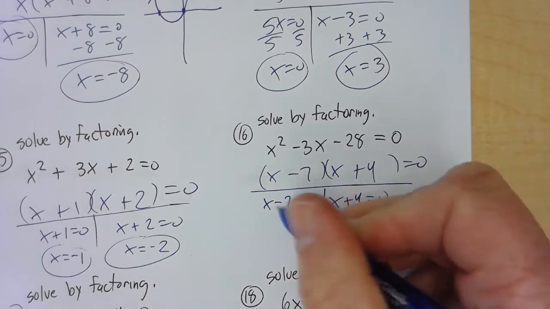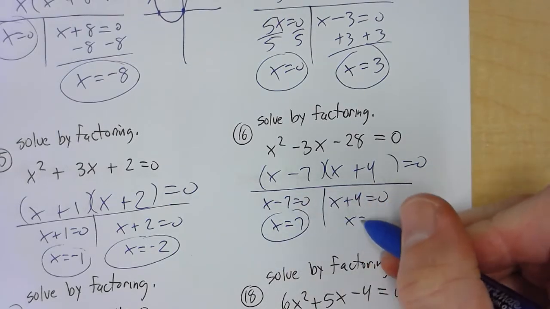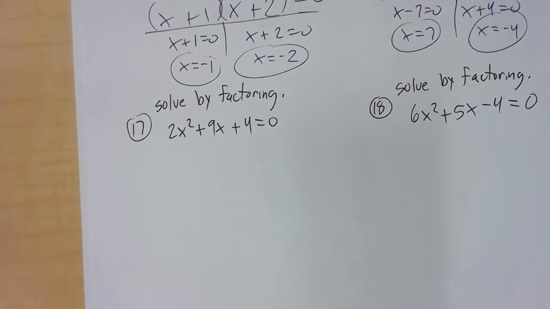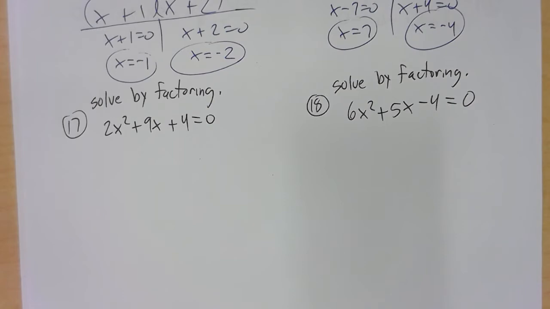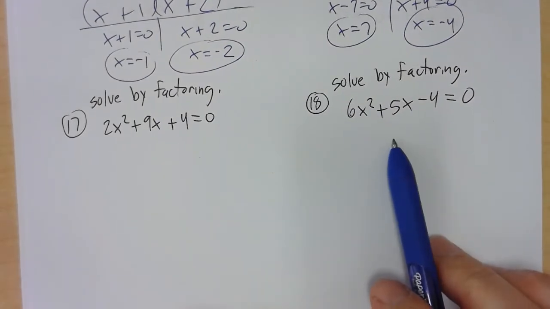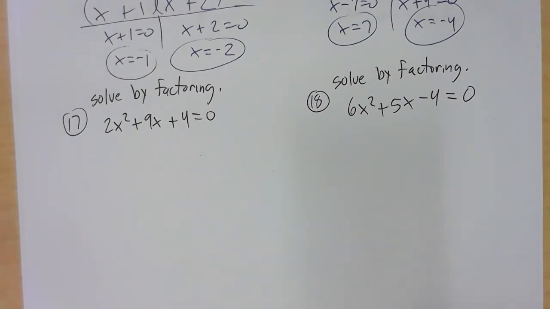And we get add the 7 over, so x equals 7. Subtract the 4 over, x equals negative 4. So that's how we handle that situation. The factoring on these two is just a little bit more challenging. This was probably the most challenging one for factoring in all the factoring, because there's just more choices.